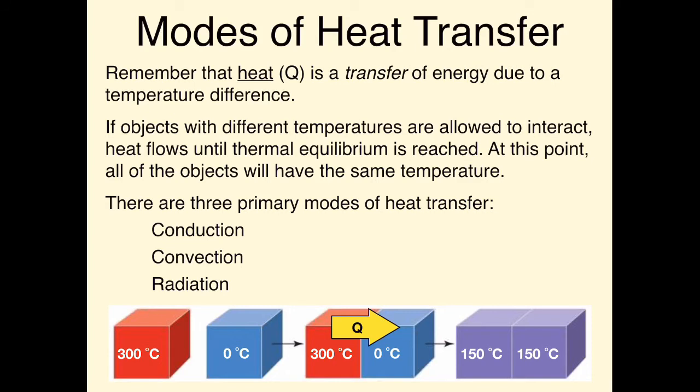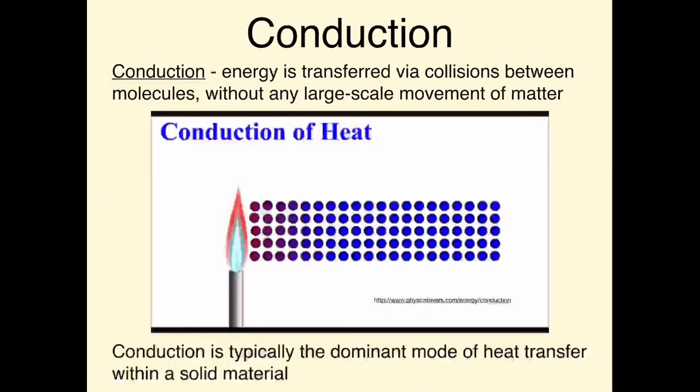What is the mechanism by which heat is being transferred from one object to another? That's the question we want to answer. It turns out there are 3 ways that heat can be transferred, and they're called conduction, convection, and radiation. We're going to talk a little bit about each of these modes of heat transfer right now.